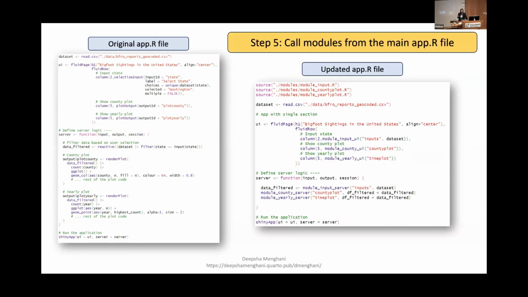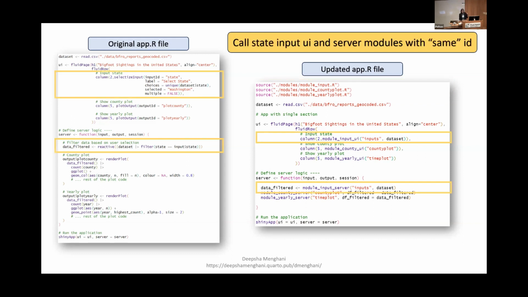Now we're going to update our original Shiny app.R file to this modularized Shiny app.R file. We source all the three module files we had, and we call the first module. So you've got the UI for the dropdown, and you've got the data filtering on the server side, module calls.